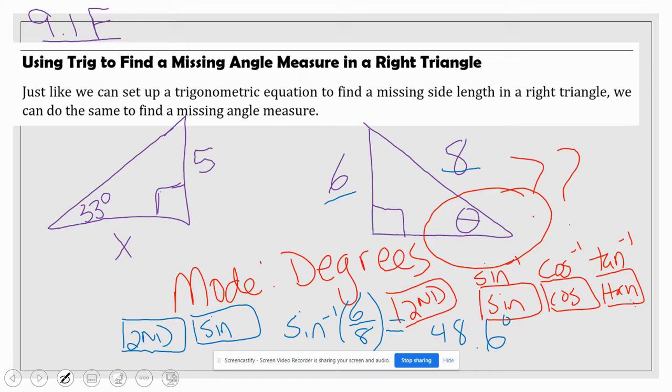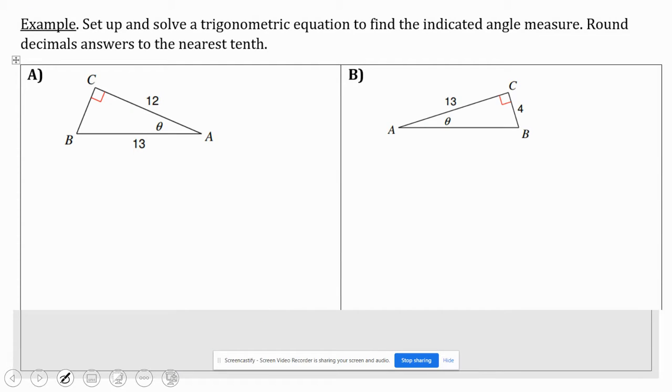Let's try a few of those sample problems. Our missing angle is over here at angle A. 13 is opposite our right angle, so 13 is the hypotenuse. 12 is touching our angle, so that's our side adjacent. AH is cosine. So we're trying to figure out what angle has a cosine of 12/13.